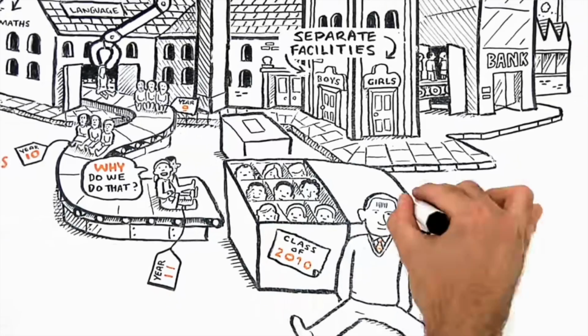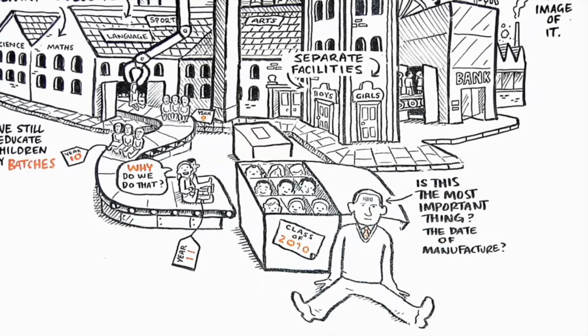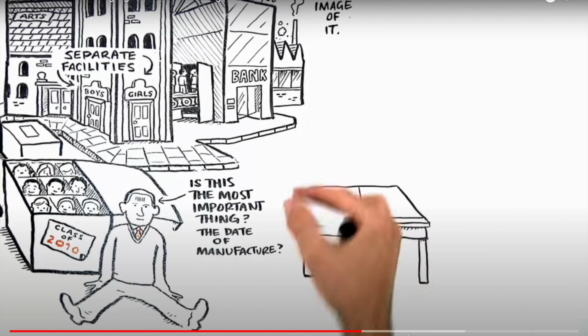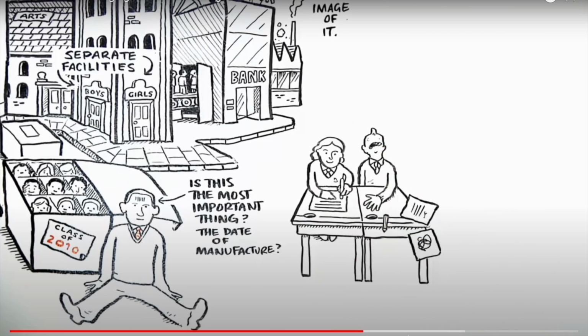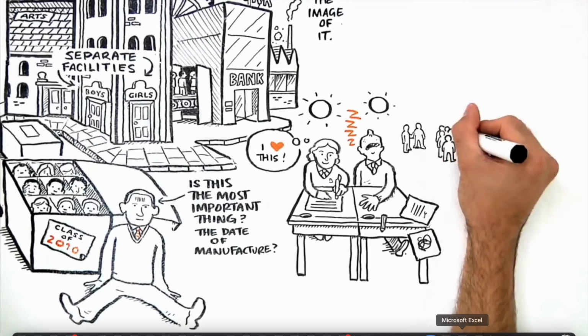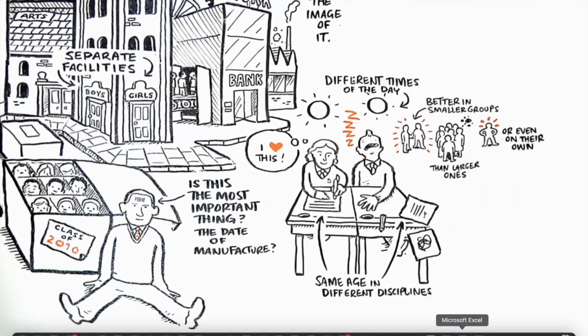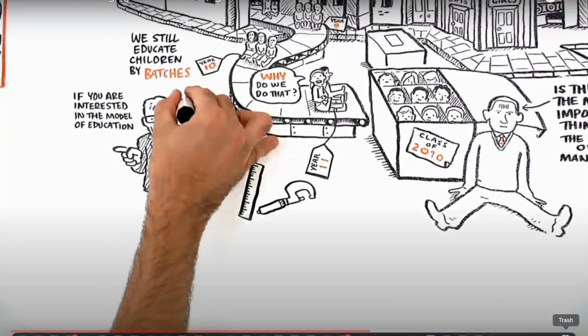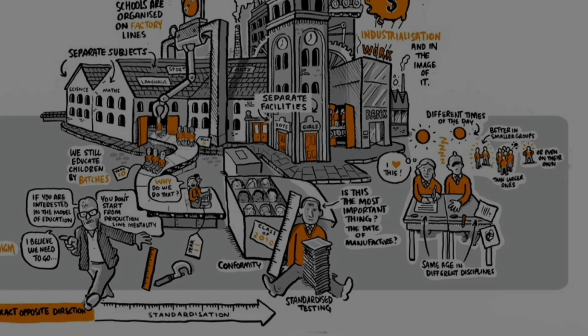It's like the most important thing about them is their date of manufacture. What do you mean? Well, I know kids who are much better than other kids at the same age in different disciplines, or at different times of the day, or better in smaller groups than in large groups, or sometimes they want to be on their own. If you're interested in the model of learning, you don't start from this production line mentality.